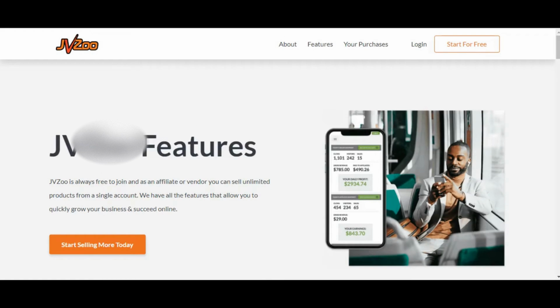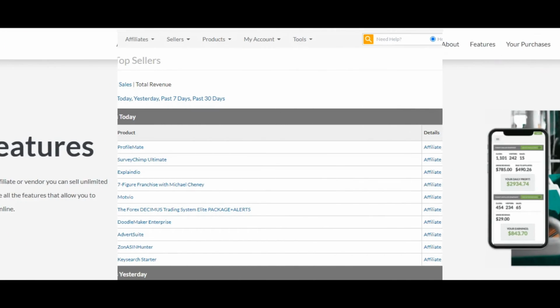Okay, so the next platform we're going to have a quick sneak peek at is Jvzoo. Jvzoo is another large affiliate marketing platform where everyone sells their software, their ebooks, their products galore. Here, if you don't already have an account, you're going to start for free, add your information, go through the process, and then have a look at the products and the marketplace. So let's do that now.